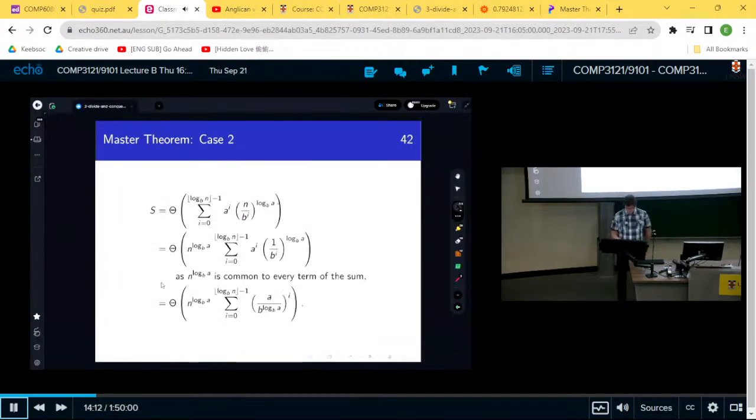Now we're looking at this n to the power log b of a. This term is completely independent of i, right? So we can take it outside of the sum. Then in the next line, we are putting a into this parenthesis, taking this exponent inside the parenthesis and i outside.